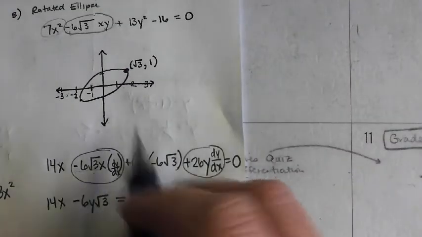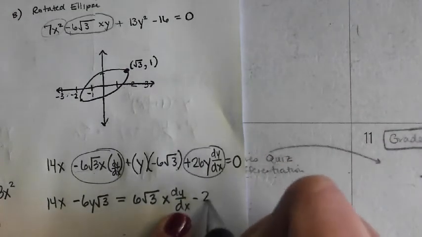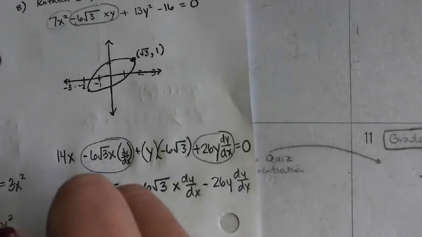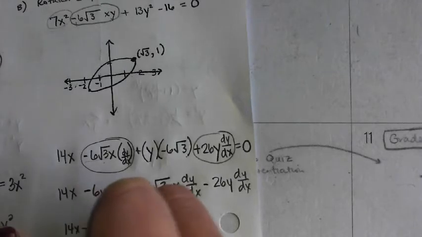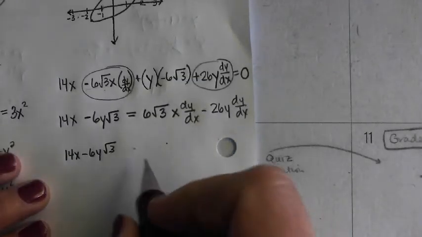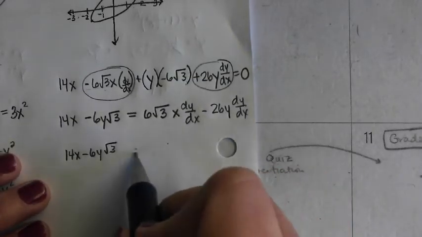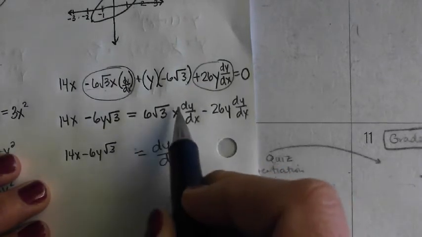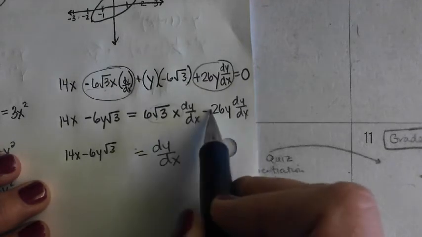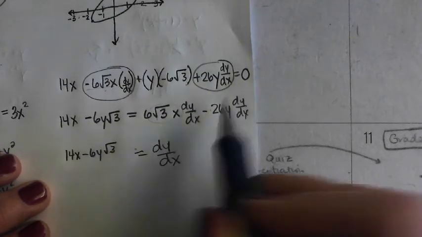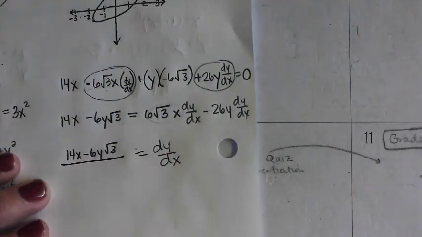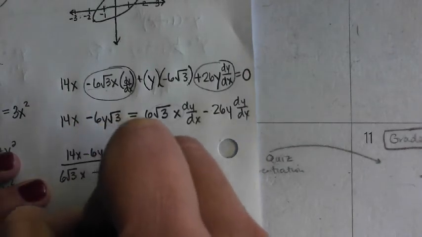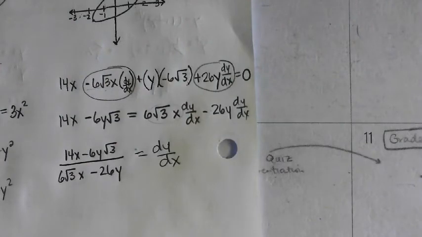So I added that over, and I'm also subtracting over the 26y dy dx. I'm going to be able to factor out now. And again, some of you can do this all in the same step, where you can kind of envision that you're going to factor out a dy dx, and what's going to be left is this 6 root 3x minus 26y, and you realize already that you're going to have to then divide that over. 6 root 3x minus 26y, and there's your derivative.